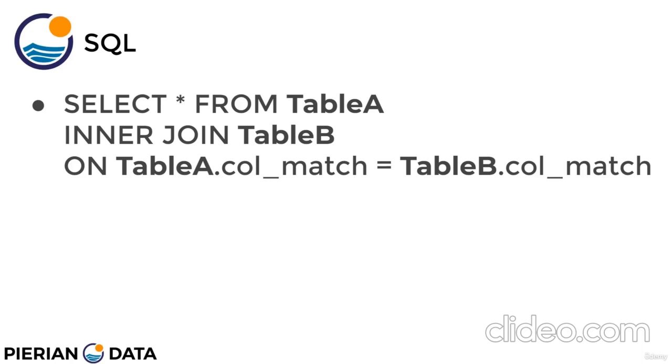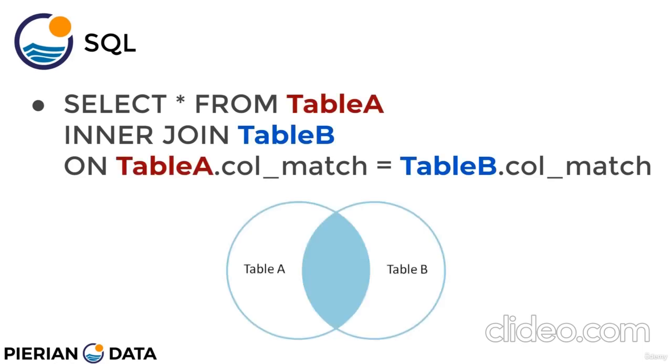And then we provide what we're actually matching on. So match on table A column is equal to table B dot column match. So what does that actually look like in practice? If we color code this and think of the tables as Venn diagrams, and if you look up SQL joins on Google image search, you'll see a ton of Venn diagrams. So a lot of people like to think of it this way.